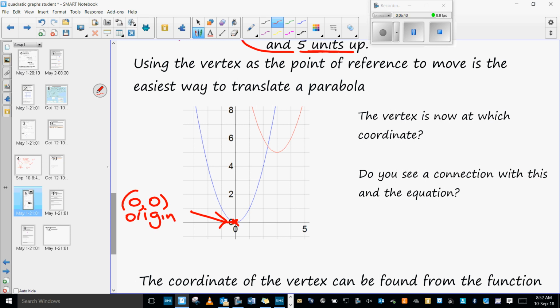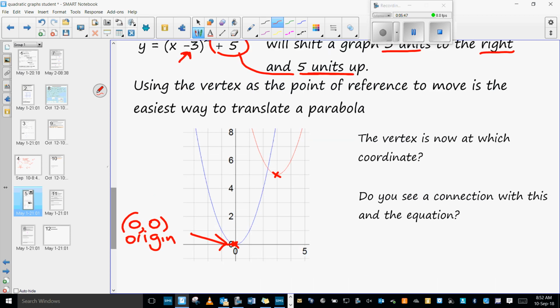Where is my vertex now, if I've moved 3 units right and 5 units up? 3, 5. Yeah, not negative 3. It says the coordinate 3, 5.